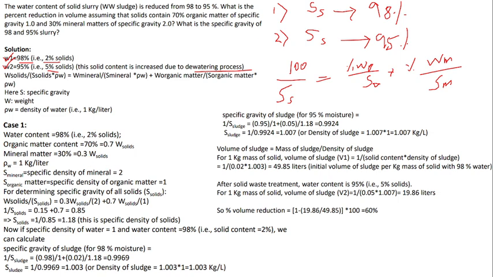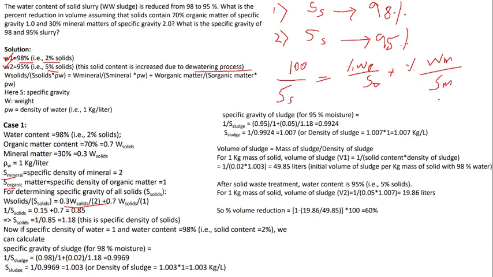Now just note down the specific gravity of S mineral and S organic. It is 2 and 1 respectively. Now use this formula: W solid divided by S solid is equal to 0.3, the 30 percent, of W solid divided by 2. This is for the mineral content. And for organic content, 0.7 divided by its respective specific density, which is 1. So you just substitute them here.